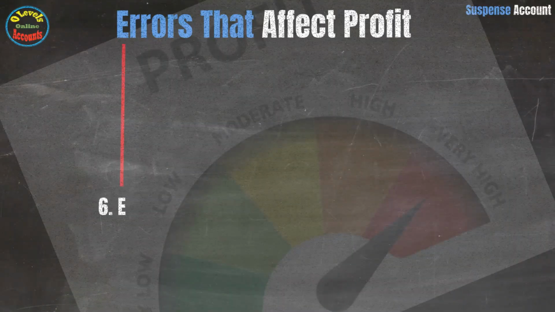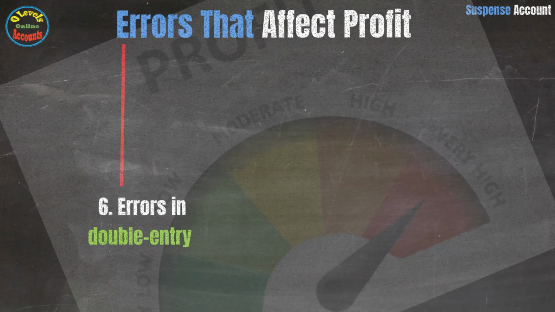Number 6, errors in double entry affecting revenue or expenses. If an error is made in recording one side of a transaction that involves a revenue or expense account, it will affect the profit calculation.